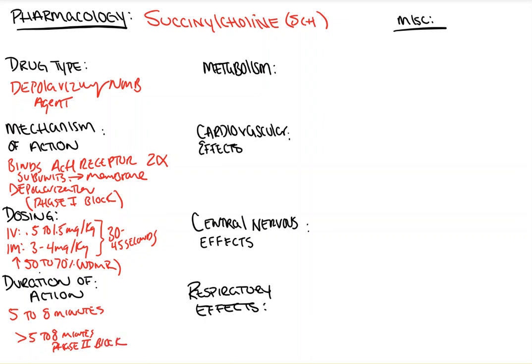Now, this most commonly occurs with greater doses. Phase 2 block occurs at doses of 5 milligrams per kilogram and above, or with repeated doses.